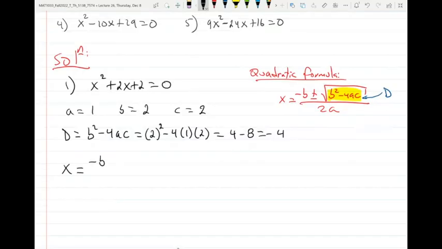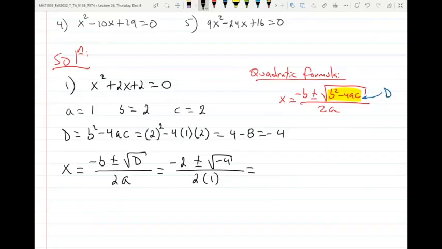So now we put in the formula. I'm going to use the simplified version, which is negative b plus or minus the square root of D over 2a. Remember, D is this number that we just computed. It's all of this. So we have negative 2 plus or minus the square root of negative 4 over 2 times 1, and just compute. What's the square root of negative 4? What happens to a negative? It becomes an i. That's what we just did here.